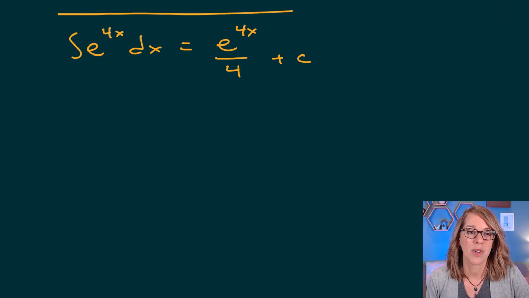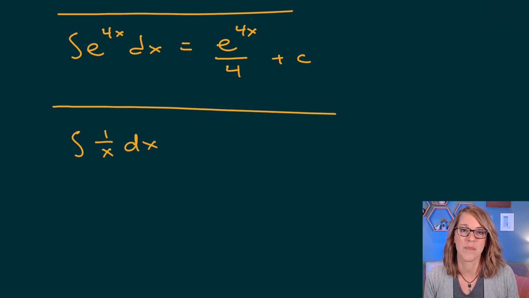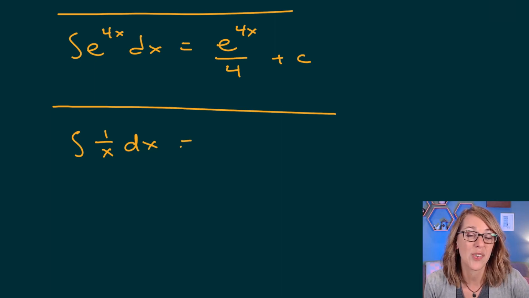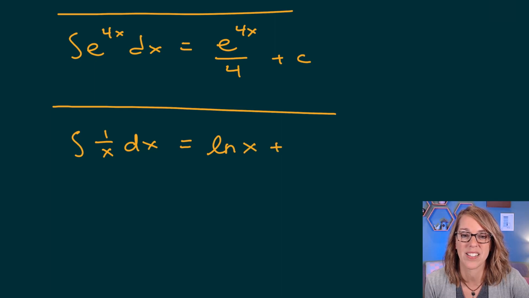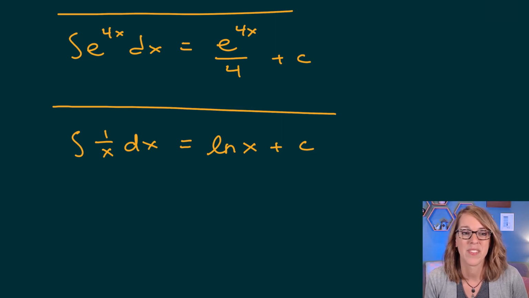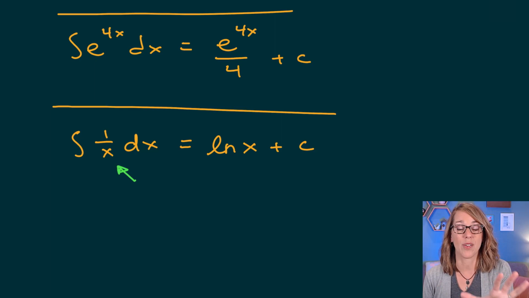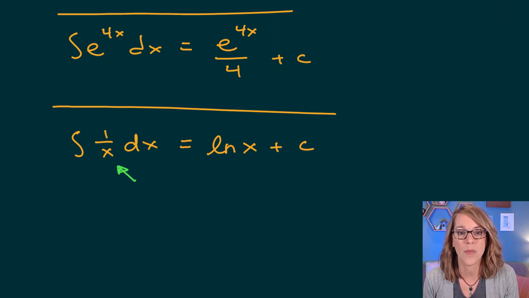We also want to be able to work with logarithms, and I'm going to work with them in this form. So if you remember, the derivative of the natural log is 1 over x. That means I can work my way backwards. So the integral of 1 over x is going to be the natural log of x plus a c. One more little detail here. The domain of 1 over x is anything but 0, so all real numbers except for 0.